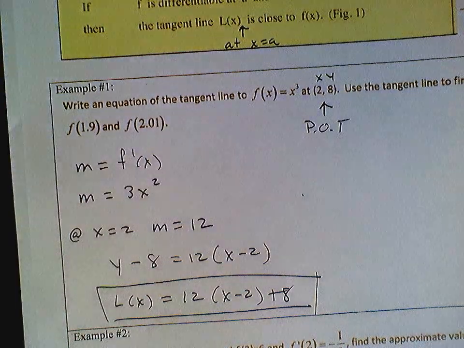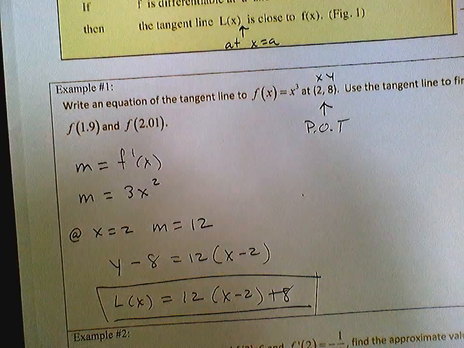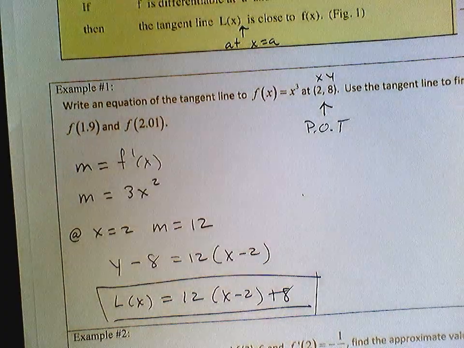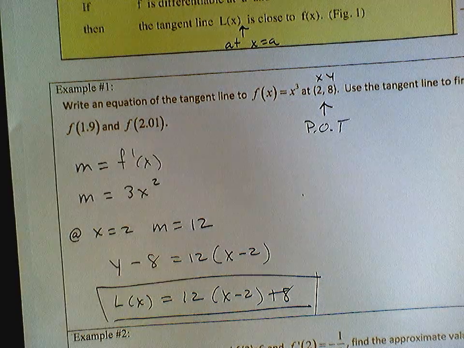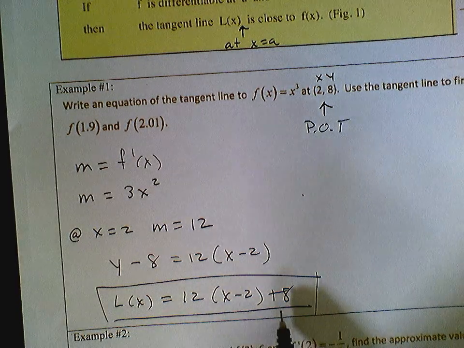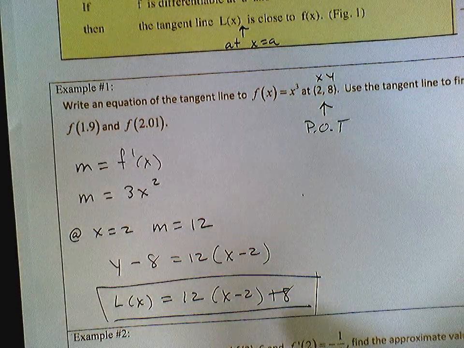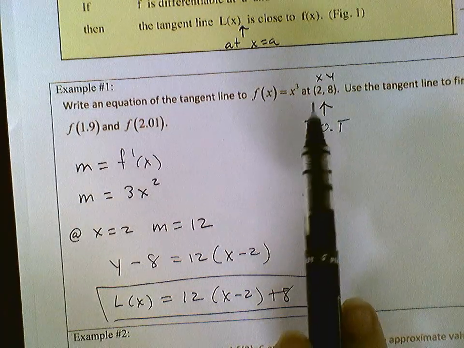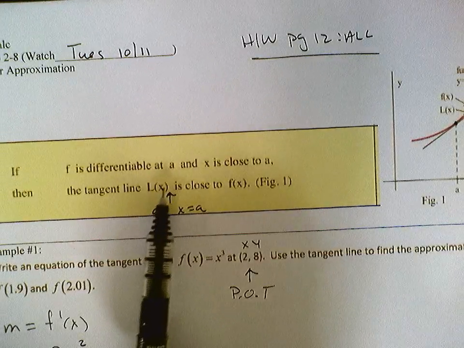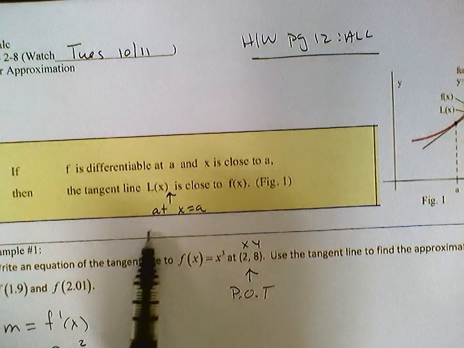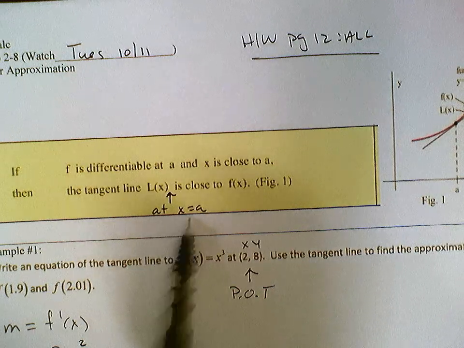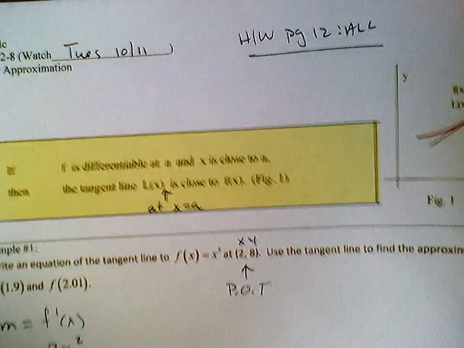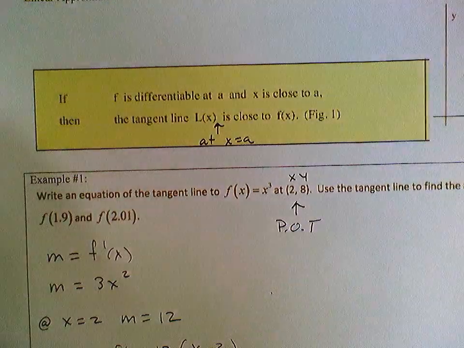All right? Now, if you left a y there, guys, that's fine. But the reason I put L of x there is because this line is what is called the linear approximation of f for values close to, in this case, 2. All right? So right up here, L of x is the linear approximation of f for values close to a. And guys, the linear approximation is just the tangent line, the equation of the tangent line.